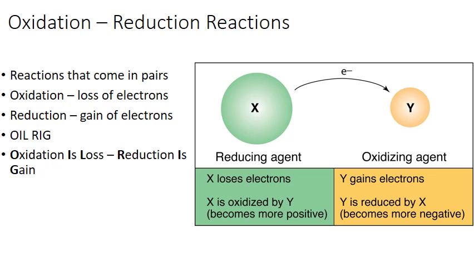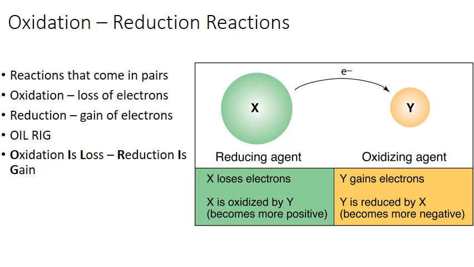So we have our example over here. We have molecule X giving an electron to molecule Y. So X is losing an electron, so that would be loss of electrons, that would be oxidation. And Y is gaining an electron, that would be reduction. So Y is being reduced by X, X is being oxidized by Y. And so these happen in pairs because the electron is going from one to the other. So that's the vocab for which is being reduced, which is being oxidized.